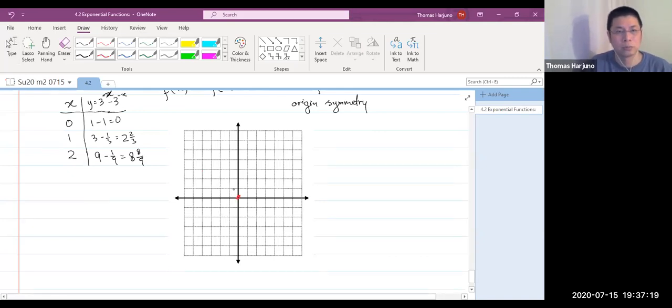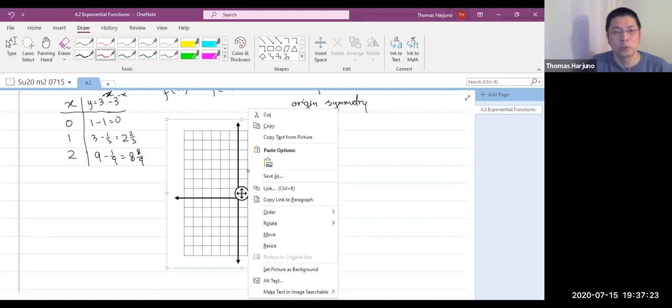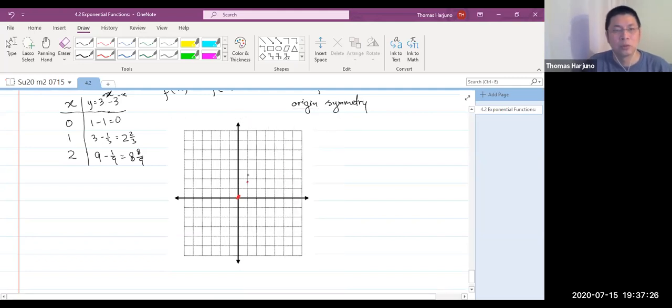1, 2 2/3, 2, 8 over 8 and 8, 9, almost 9. So it will look like this on the right hand side. Okay. But then you copy paste that thing, you reflect that the other way around.